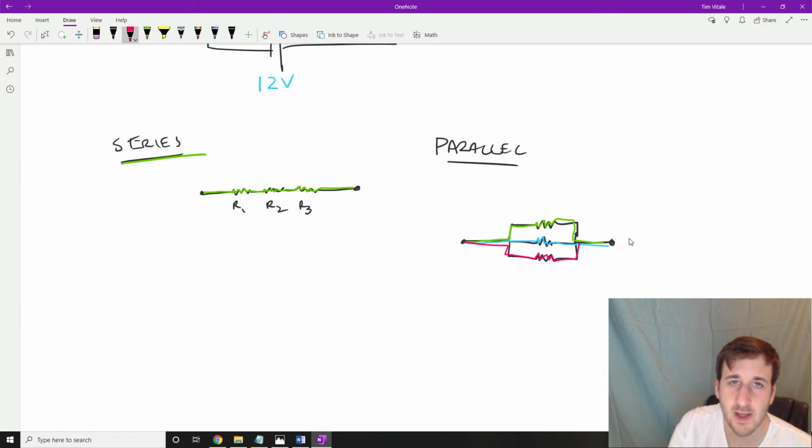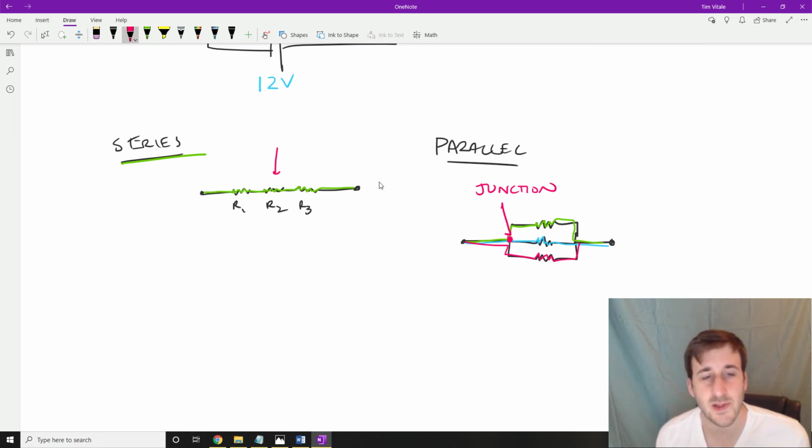Now, a parallel circuit only needs one junction, and a junction is a place where current can split. So at that point right there, current splits into three different currents. If you're splitting current, that's a junction. Notice that there's no place in a series circuit where there's a junction. There's no place where it's going to split into any other currents. So there shouldn't be any junctions in a series circuit. That's the main difference between the two.